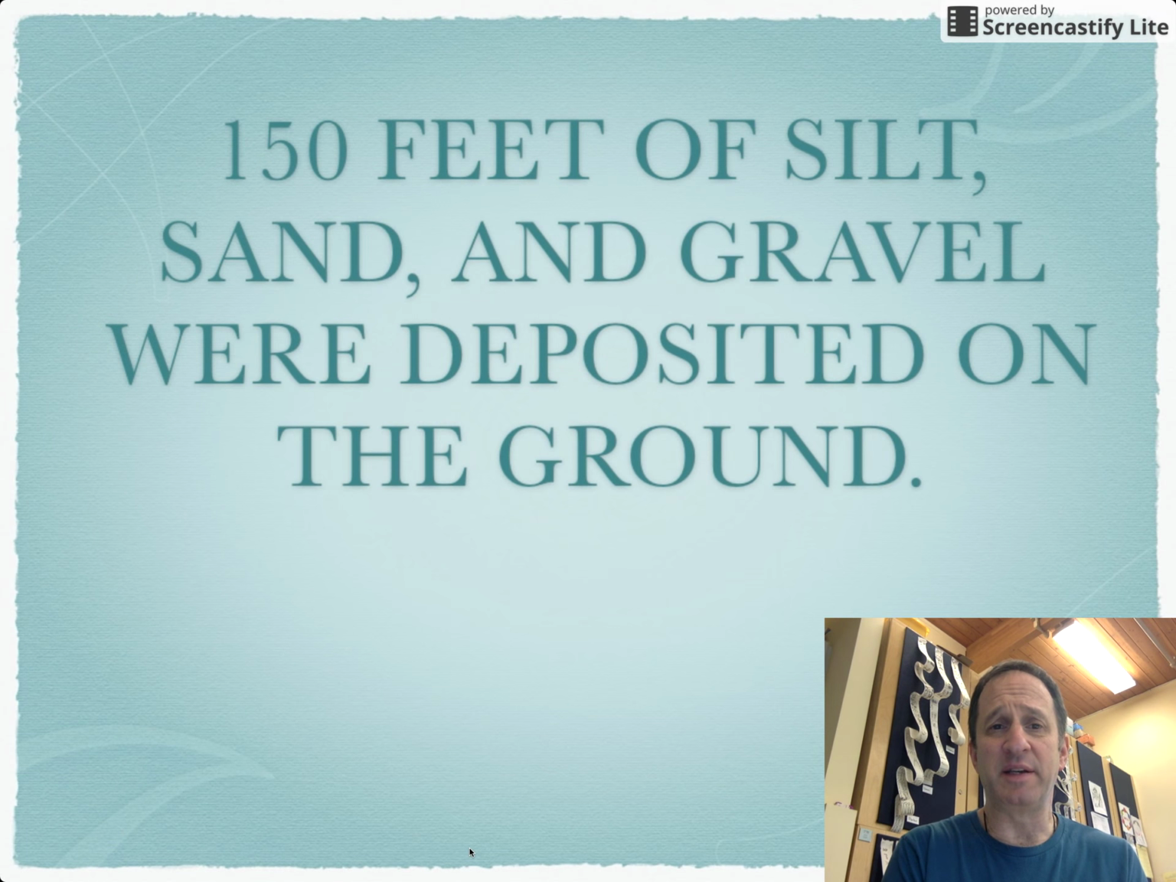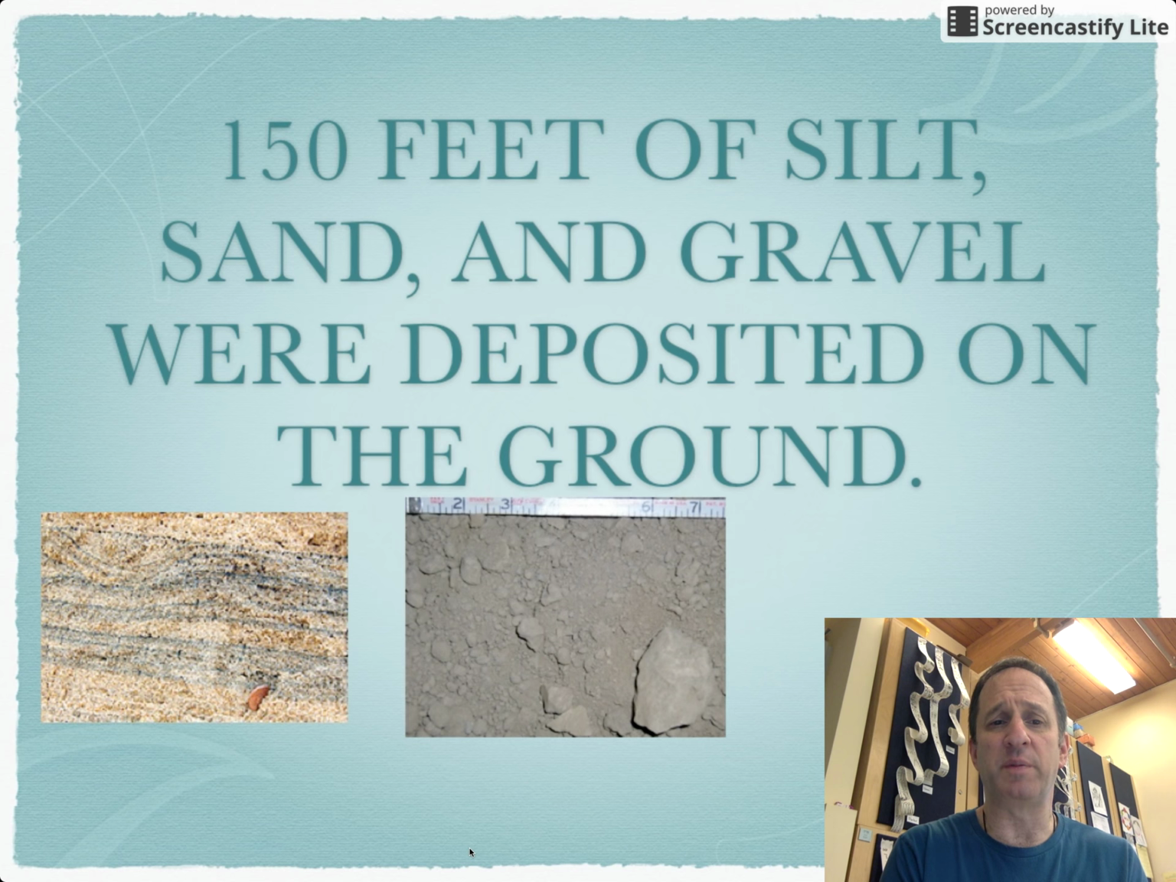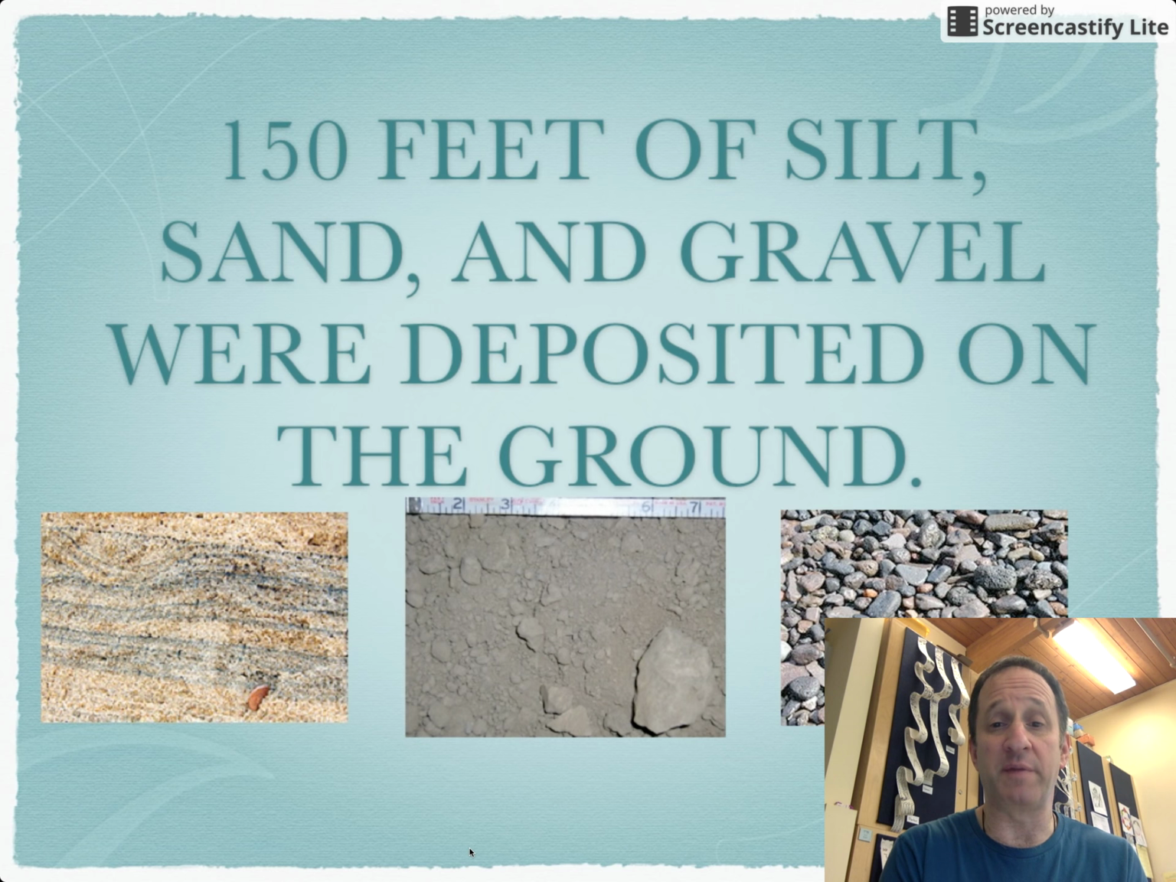150 feet of silt, sand, and gravel were deposited in this area of the Willamette Valley, which probably contributes to the richness of the soil as well. So there you have it. The landscape of Portland, as we know it now, was formed over hundreds of thousands of years by volcanoes, earthquakes, and the Ice Age.